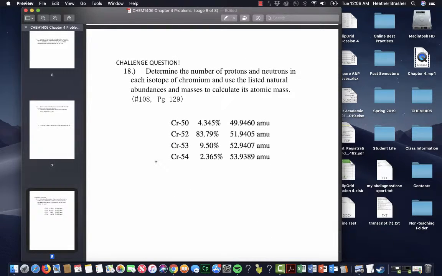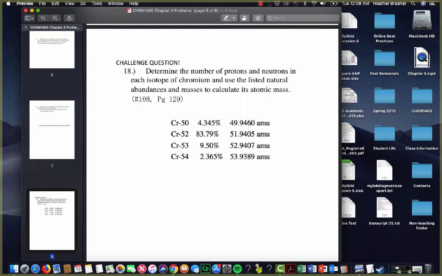And now we're at number 108, the challenging question. So determine the number of protons and neutrons in each isotope of chromium and use the listed natural abundances and masses to calculate its atomic mass. And so basically what we're going to do here is figure out how many protons and neutrons we have for each one of these.